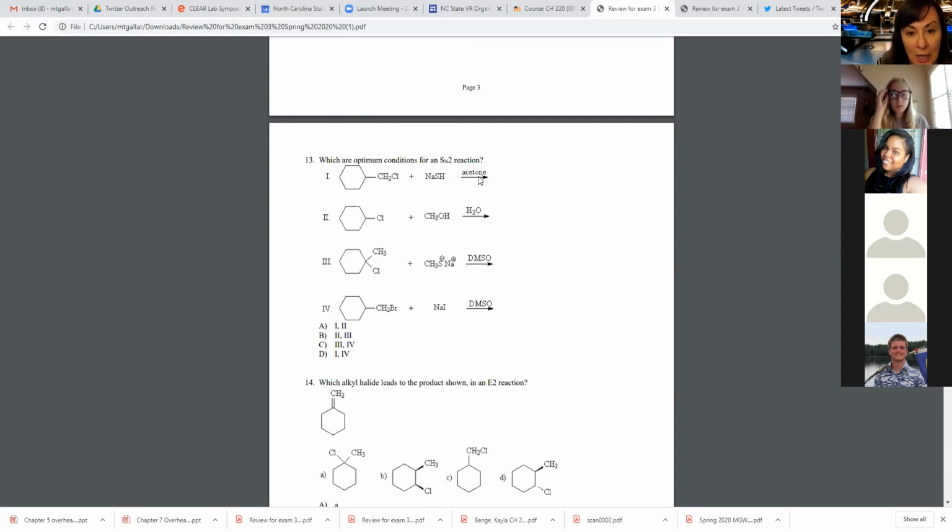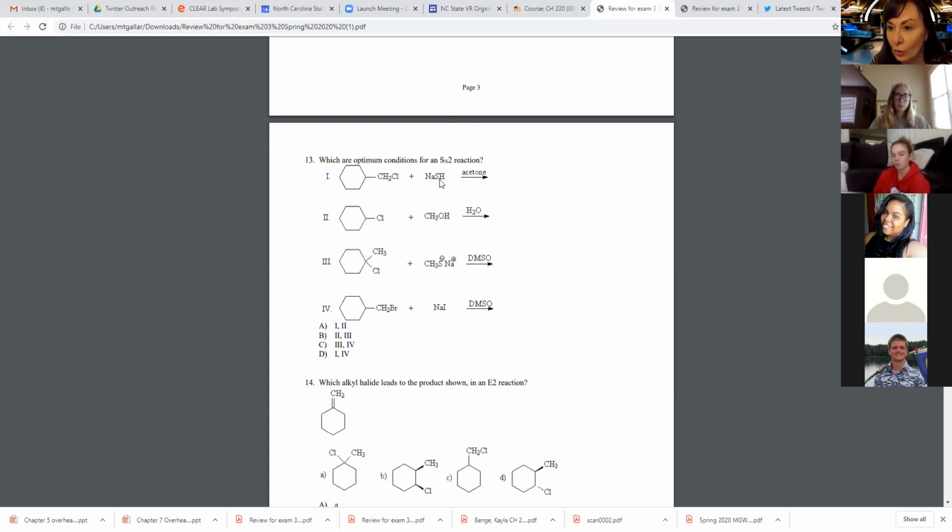Now, the solvents for number 1 and number 4 are the 2 solvents that we have named as useful solvents for SN2. So you could have acetone, you could have DMSO. The solvents are equally good, okay? So no advantage there. Both are good SN2 solvents. The nucleophiles are both good. I know you're not very familiar with NaSH, but I will tell you NaSH is very similar to NaOH, okay? So this is a good nucleophile for SN2. This is a good nucleophile for SN2.